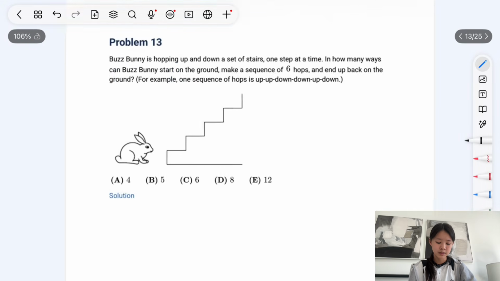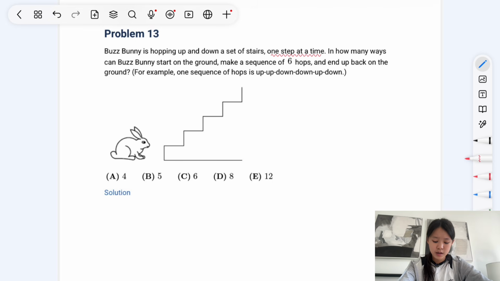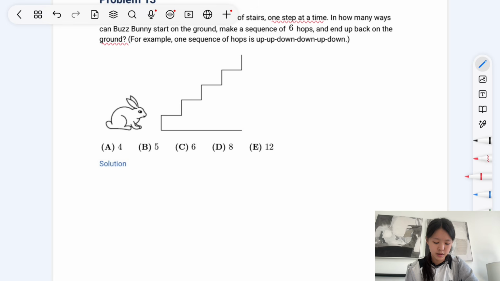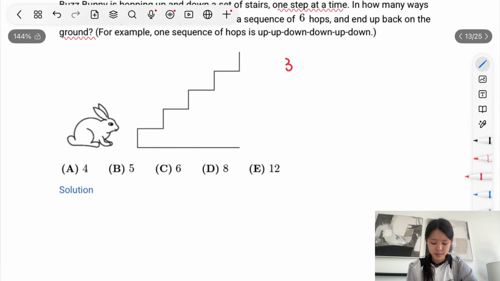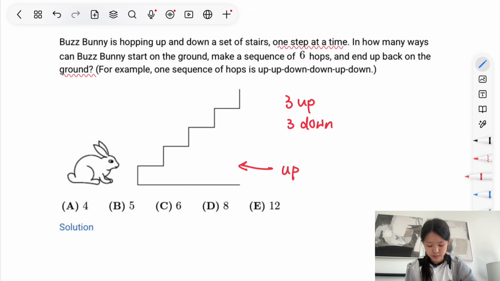Problem 13. Buzz Bunny is hopping down a set of stairs, one step at a time. In how many ways can Buzz Bunny start on the ground, make a sequence of 6 hops, and end up back on the ground? So notice that for this to be true, he must go up 3 times and then down 3 times. However, because this is a staircase, we know that the ups always have to be larger than or equal to the downs. Otherwise, Buzz Bunny would jump into the floor.